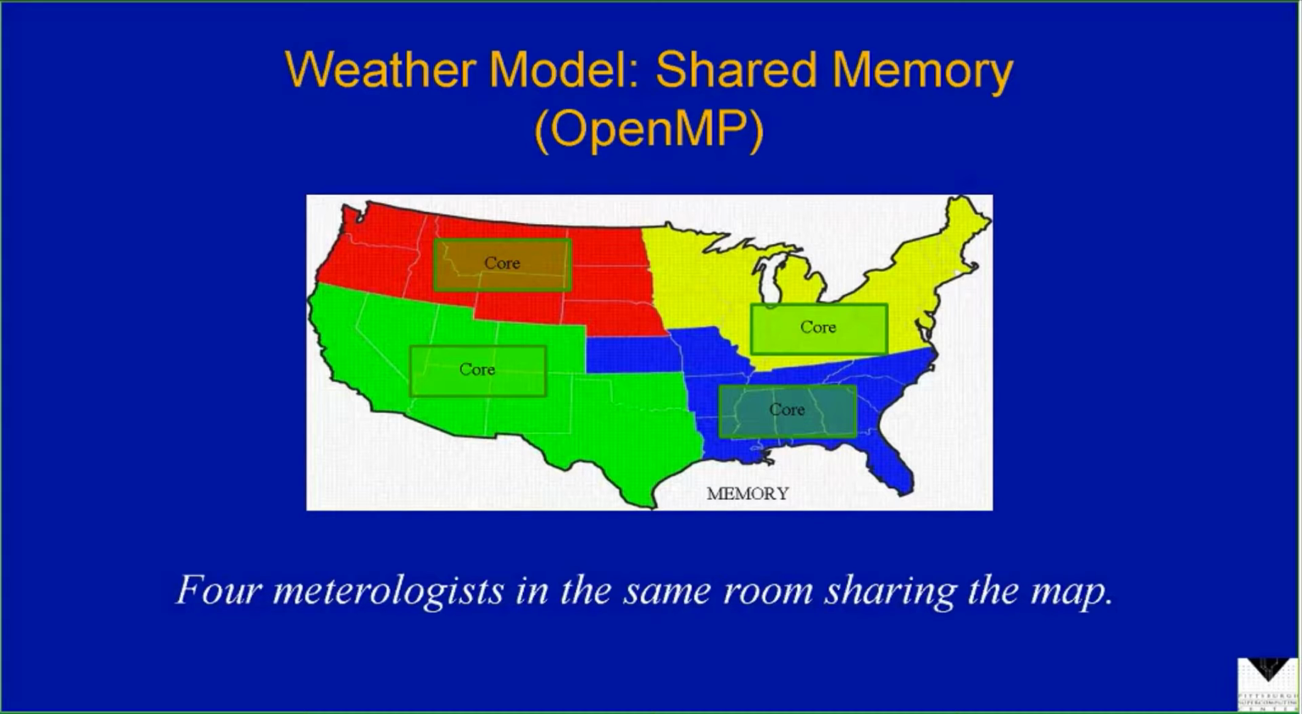Now, the kind of programming technology we would use to program this would be OpenMP. OpenMP is the best way to program multiple cores, where you've got 4 processors working on the same weather map, the same memory.